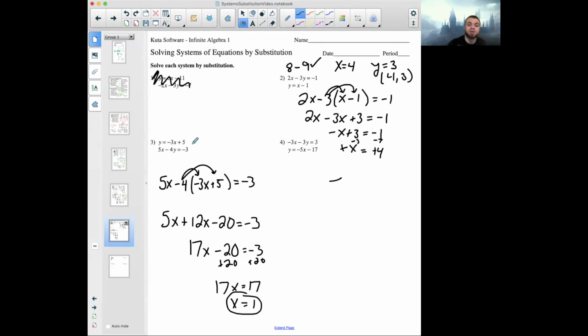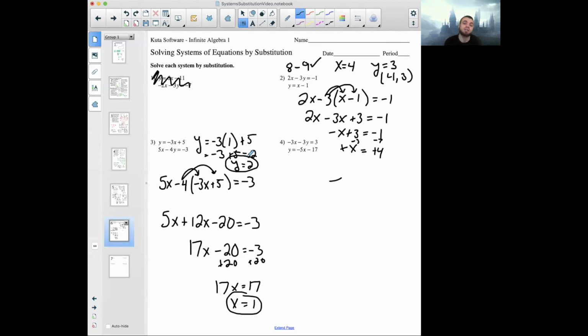So if x equals 1, y equals negative 3 times 1 plus 5. So negative 3 times 1 is negative 3, plus 5, which is 2. Okay, so y is 2. Does that work? Let's check the bottom. So if y is 2, we get 5 minus 8, which is negative 3. And if y is 2 and x is 1, we get negative 3 plus 5, which is 2. So both equations check out.